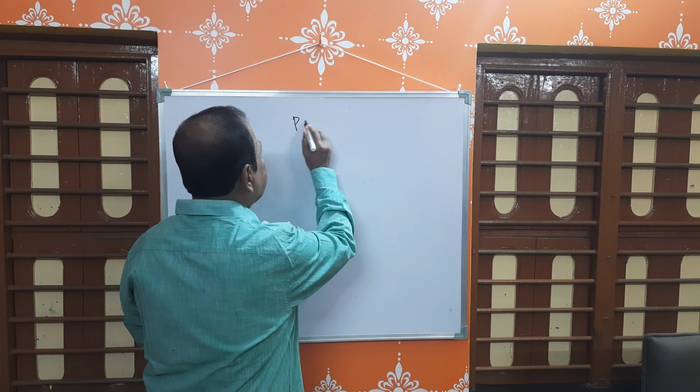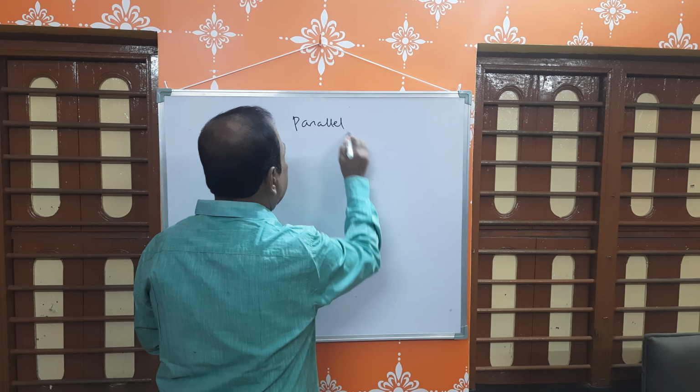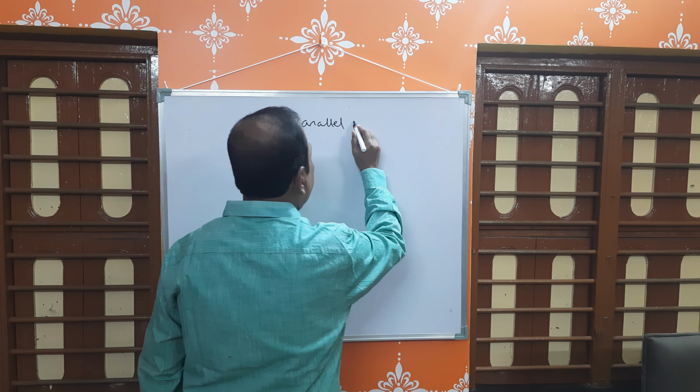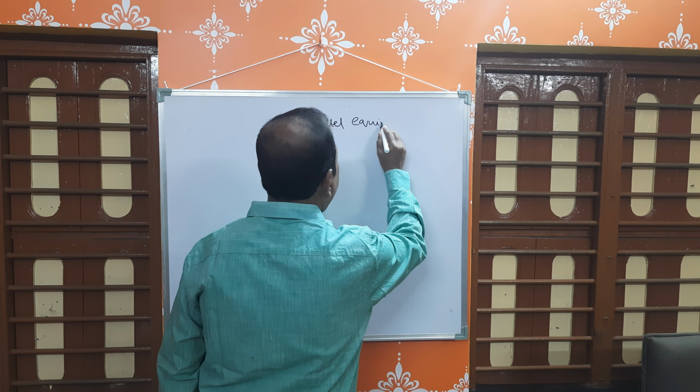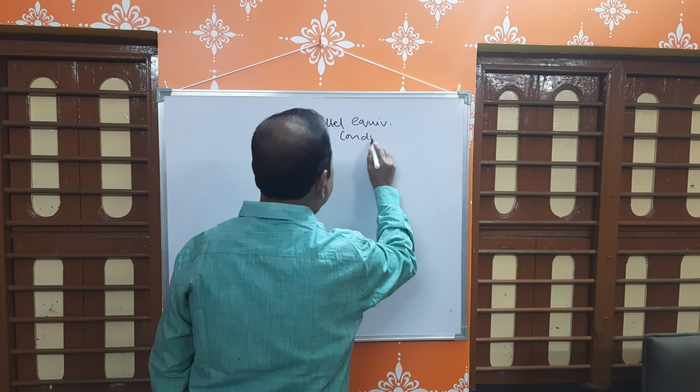As you know, I told you thermal resistance is equivalent to the electrical resistance. That is in case of the parallel, what do you know? In case of the current flow, the potential difference is the same, and the current divides. But here, suppose I am discussing the parallel equivalent conductivity.